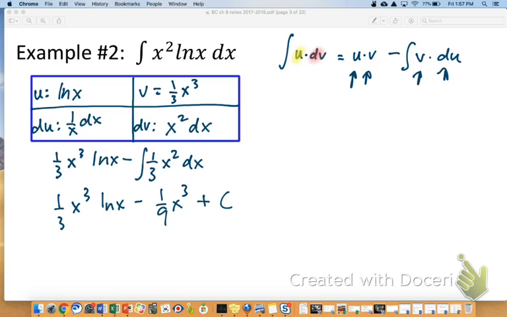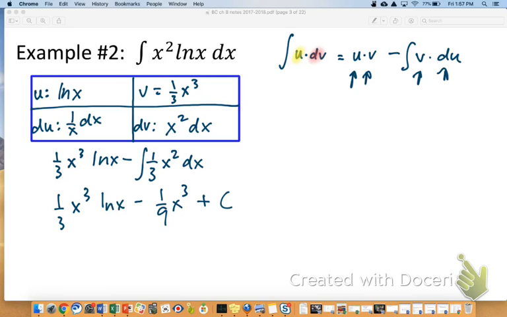So some of you might question this and say, what's the pattern? Because in number 1, we made the polynomial u, and that worked out great. But in number 2, we had to make the polynomial dv. That's how this one worked out great. So what's the pattern? There is a pattern. So I'll give you the pattern right here.